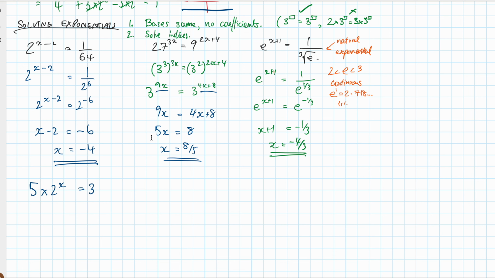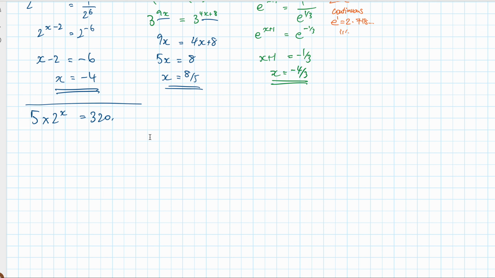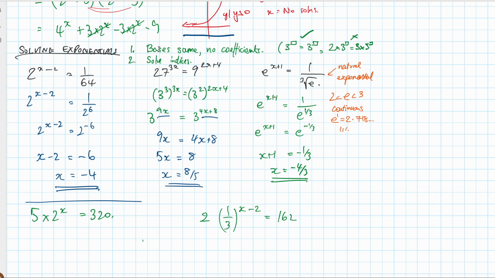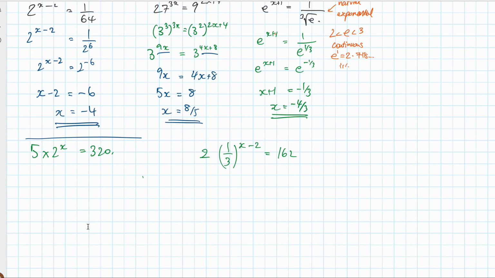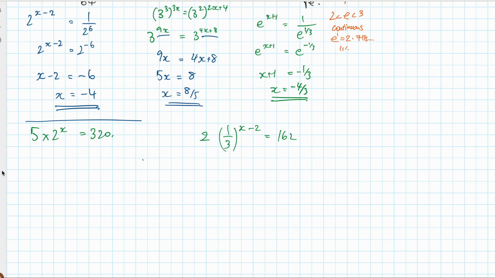So we've got 5 times 2 to the x is equal to 320. I'll change the colors there so we don't get confused. And the next one is going to be 2 times 1/3 to the power of x. I've got take 2 there. Take 2 is equal to 162. Okay, now let's go back up to our steps again. We're going to get the bases the same and no coefficients. Now over here we didn't really have the coefficient issue, but we do over here. We've got a 5 in the front there, 2 in the front here. So our first step is to get rid of those coefficients by dividing both sides by, in this case, 5.